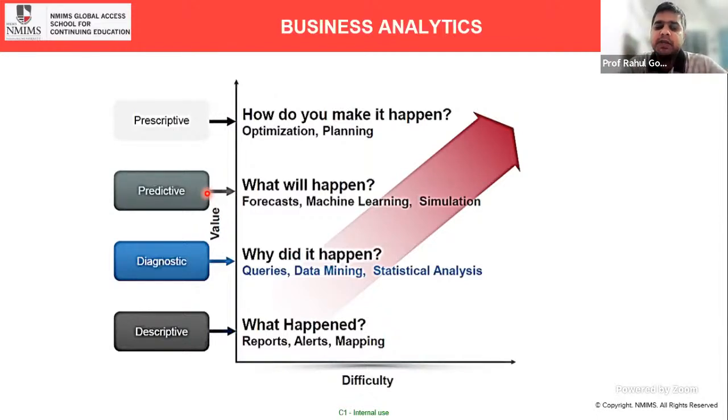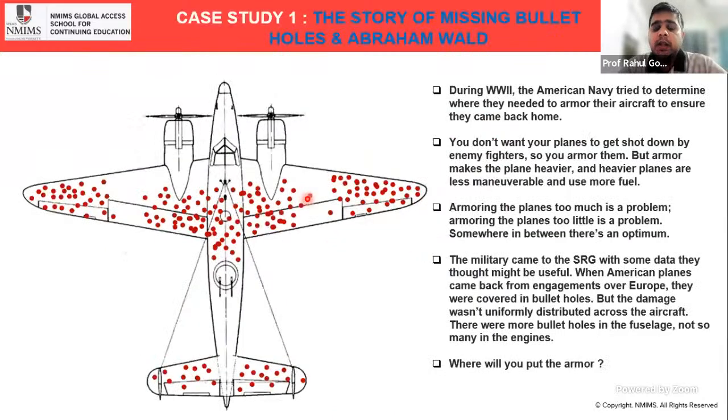Don't have that patience. But then there are some leading organizations that you would see in the market who have already invested, and who are already multiple steps ahead when it comes to prescriptive and predictive. So some of the case studies that we saw in our session one: we saw a case study of the story of missing bullet holes and Abraham Wald, and some of you told me that this case study you have already seen.